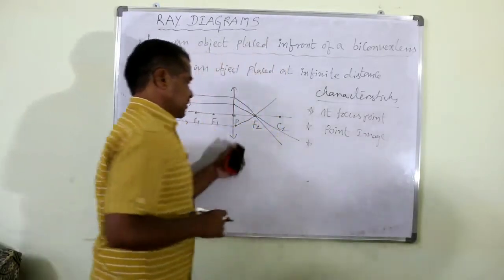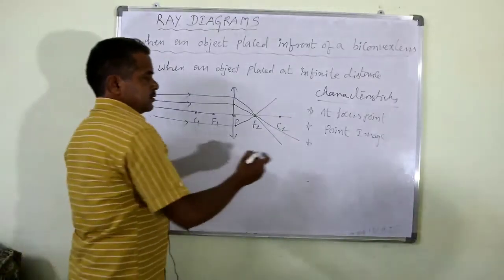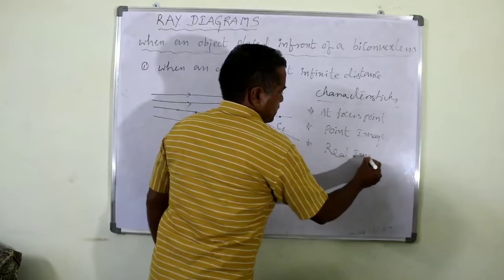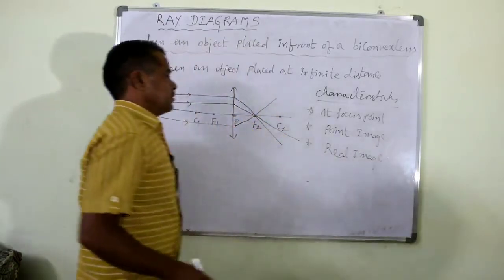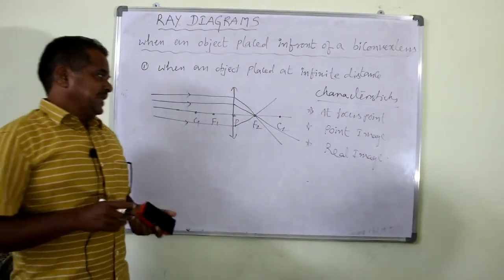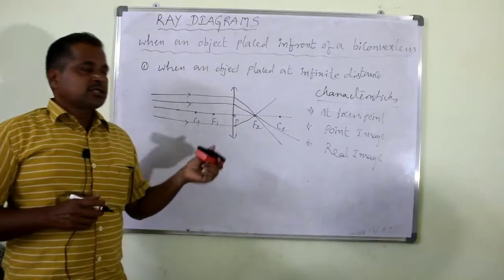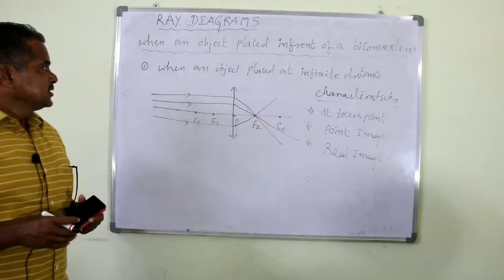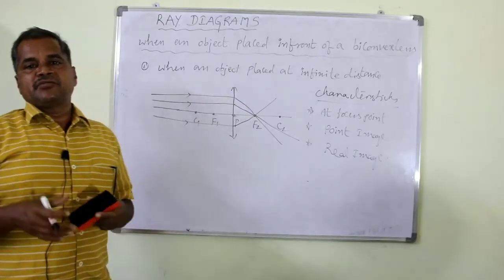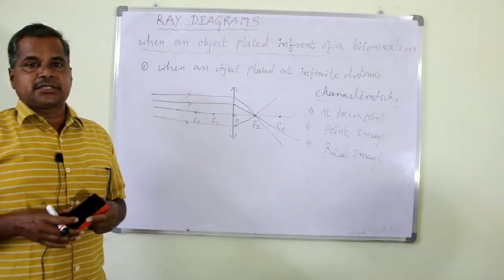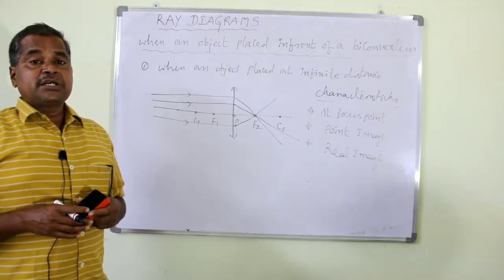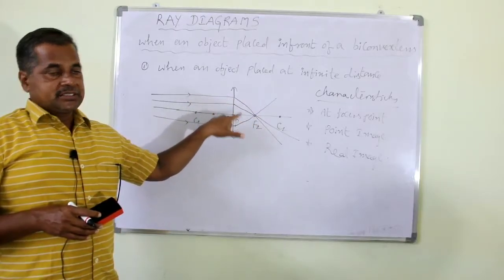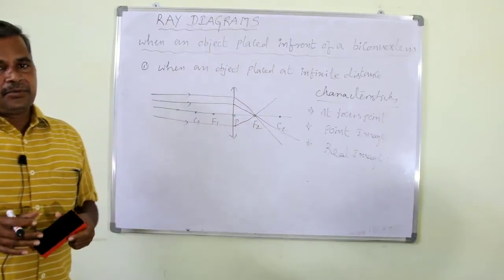Next, is it real or virtual? It is a real image. We need one screen to catch this image, so it is called a real image, and it is an erect image. So in this case, if an object is placed at infinite or distant distance, then the image of that object is formed at the focus point. That image is a point image, and that image is a real image.